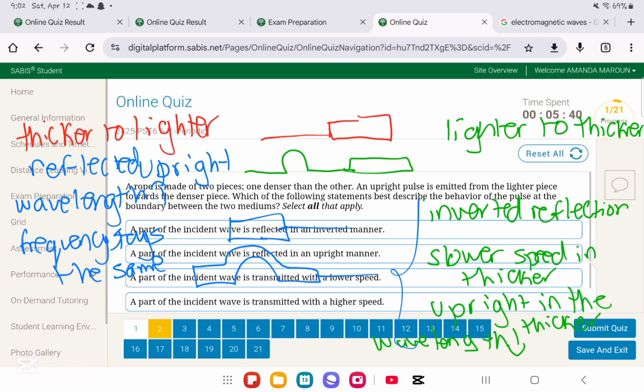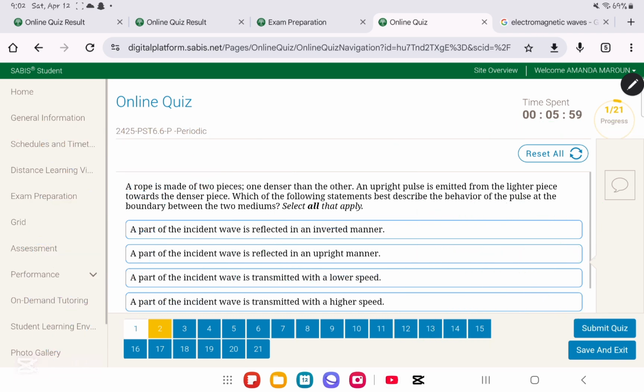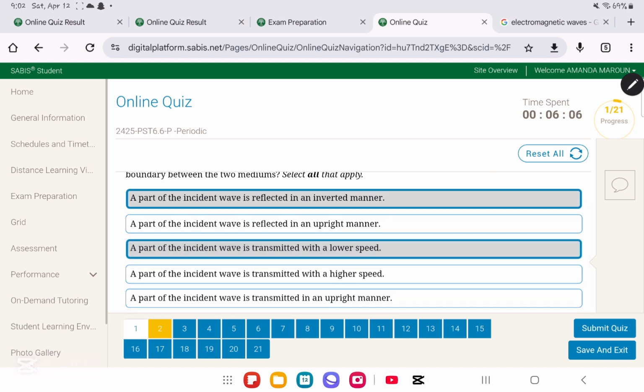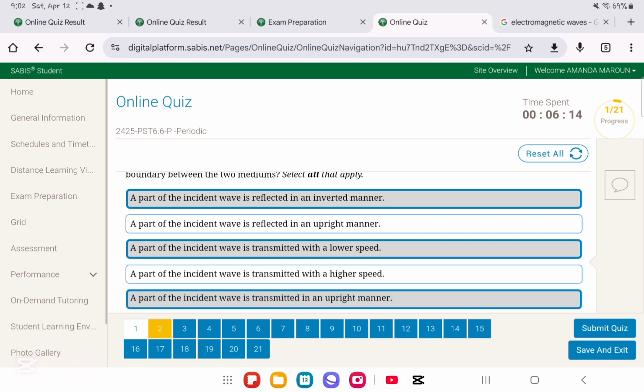And then it is faster in the thinner wire, and it is also going to be upright in the thinner wire. So from thicker to lighter versus lighter to thicker. Here we're moving from the lighter to the thicker. So what's going to happen is that there's going to be an inverted reflection. We're going to have a lower speed, and the wave is transmitted. That means the wave will go from the thinner to the thicker in an upright manner.